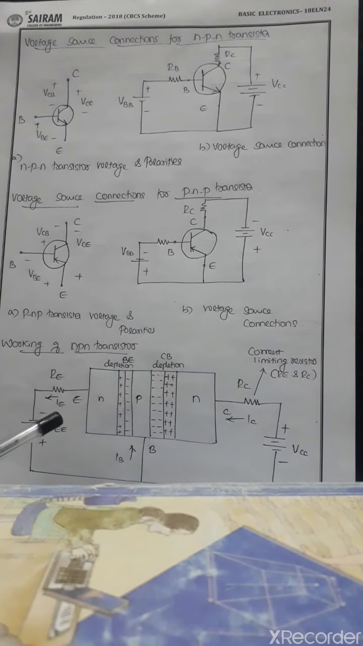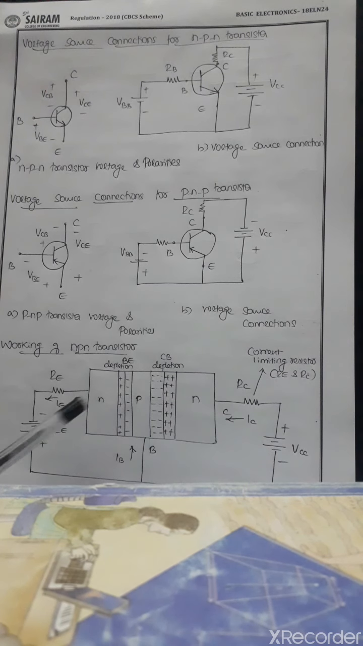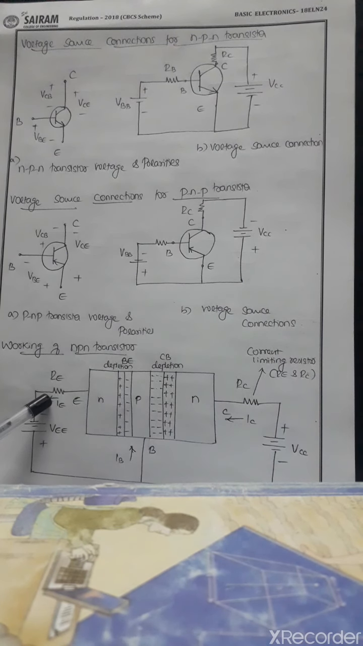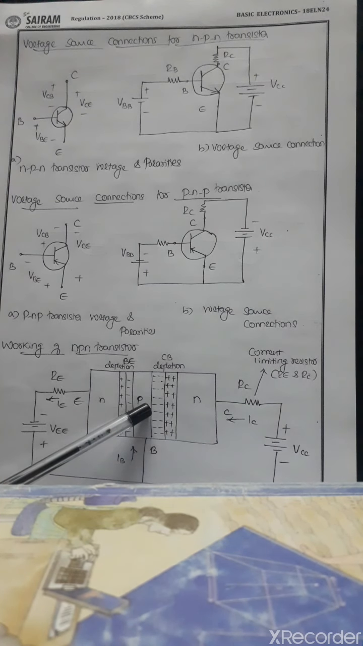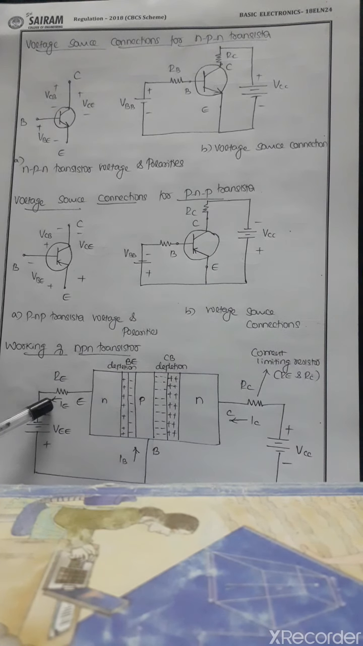Since the emitter base junction is under forward bias, this forward bias will make the electrons in the N type flow towards the base. This movement of electrons constitutes an emitter current, and the direction of the emitter current will be opposite to the direction of flow of electrons. The electrons will flow from this N type to the P type in this direction, whereas the current direction will be just opposite to that.